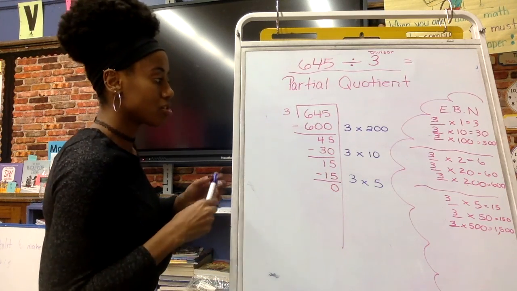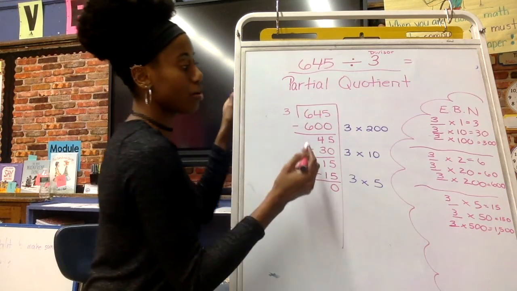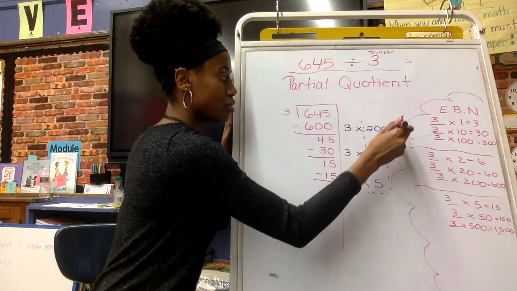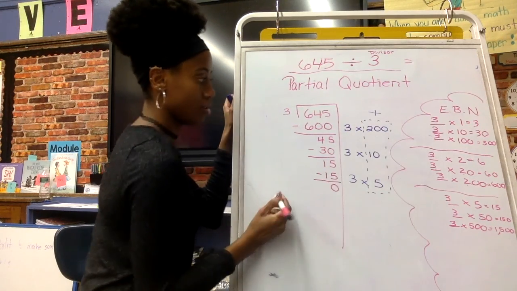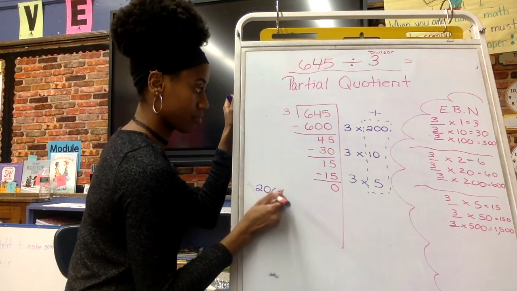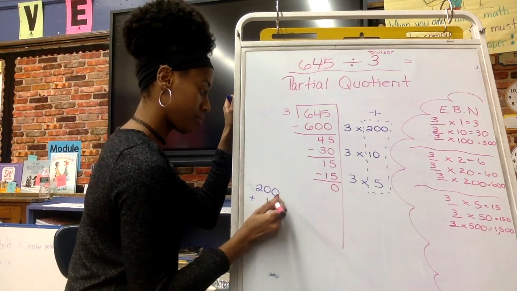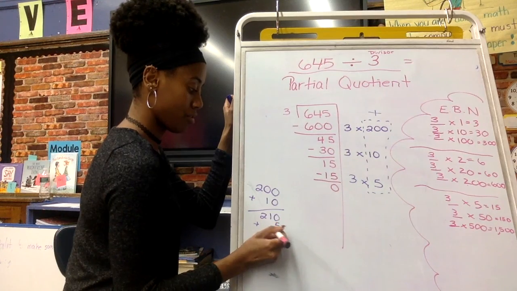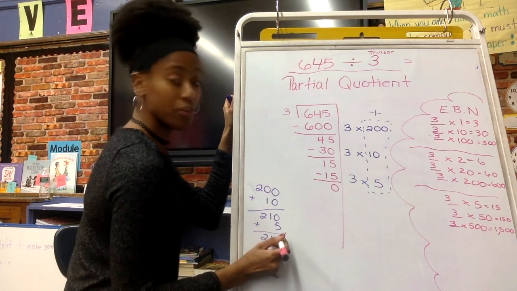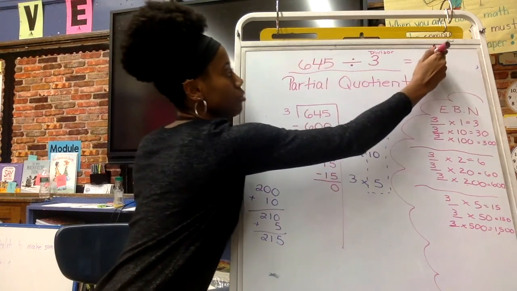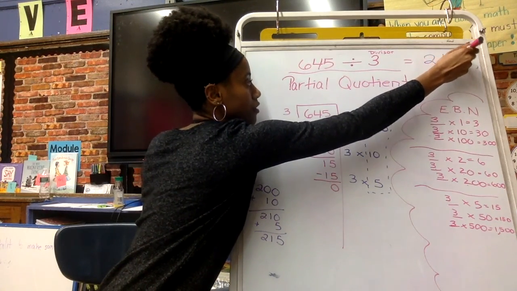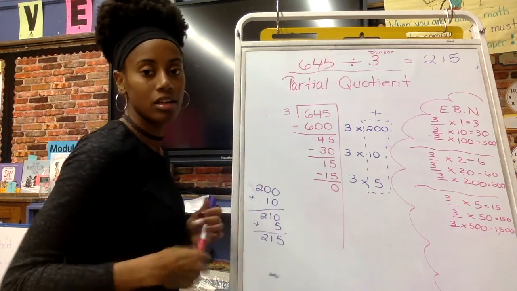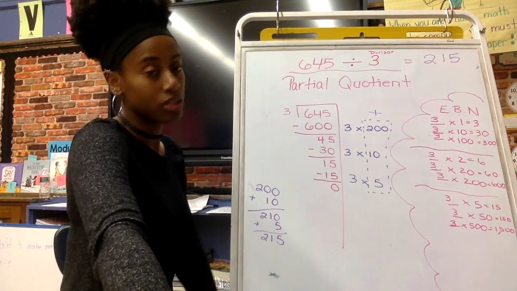All right? So to continue, now all the numbers after the multiplication sign, we are going to add them together. So we have 200 plus 10, which is 210, plus 5, which gives you 215. So our quotient would be 215. So that is how you use the partial quotient to find the answer, or the quotient, to this division problem.